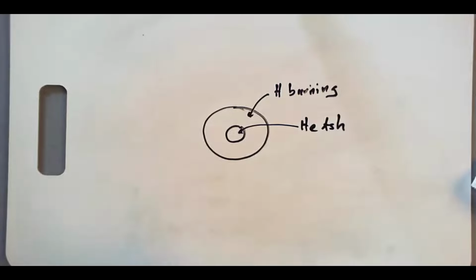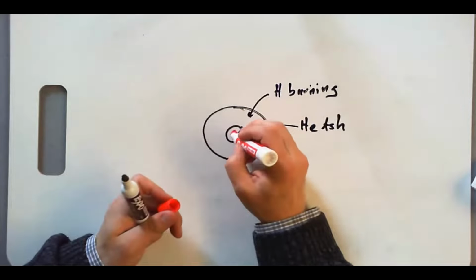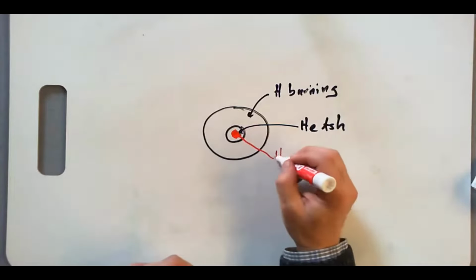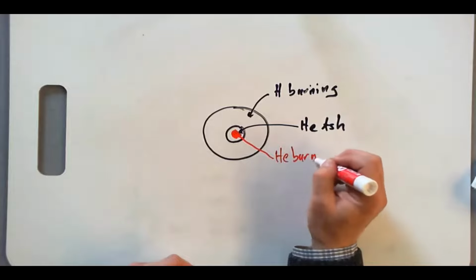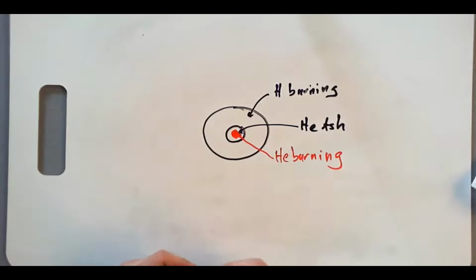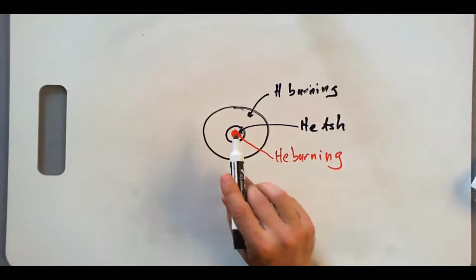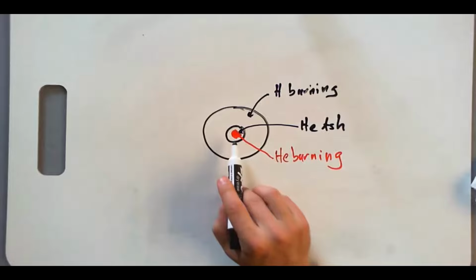All of a sudden, we start burning helium very quickly in the center of our star, right? Now, all of a sudden, this region of the star, which had not been generating any energy at all, suddenly generates a huge amount of energy. What does that look like?